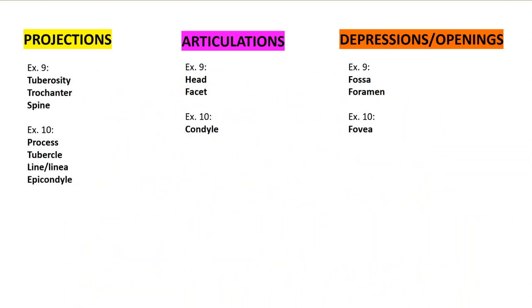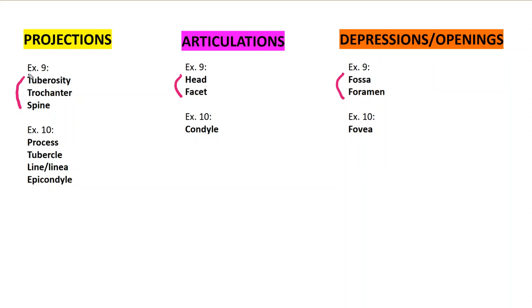I just wanted to remind you of the things that we've already seen from your exercise 9. When we first introduced exercise 9, we learned these things right here. I have them all highlighted there. The colors that you see: projections are yellow, articulations are kind of pink, and depressions and openings are orange. That pattern will also hold onto your lab report, and you'll see that in a minute.